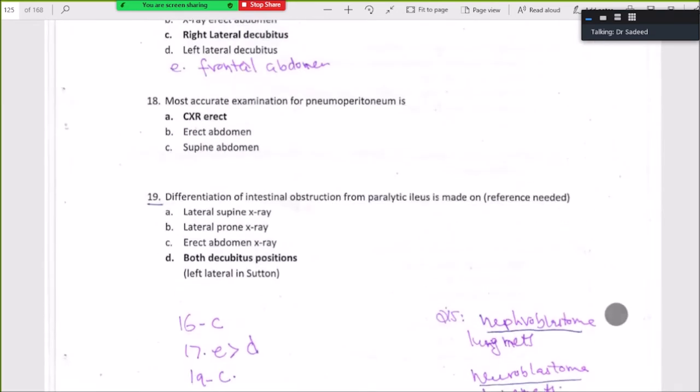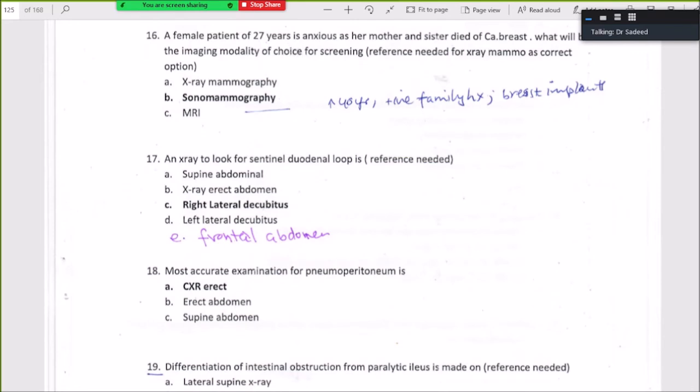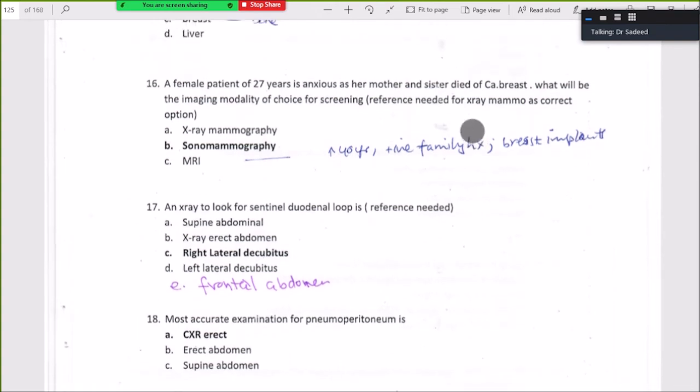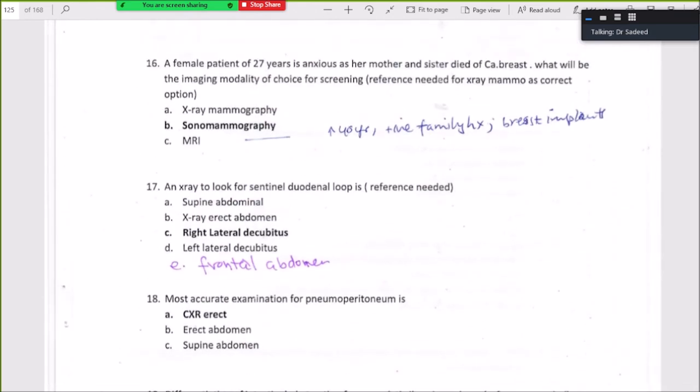Question 16. Female patient of 27 years is anxious as her mother and sister died of breast cancer. What will be the modality of choice for screening? MRI. Now, when do we do MRI in breast? In patients above 40 years, with positive family history, which she has, and in breast implant patients we do MRI. So she has positive family history, so we do MRI.